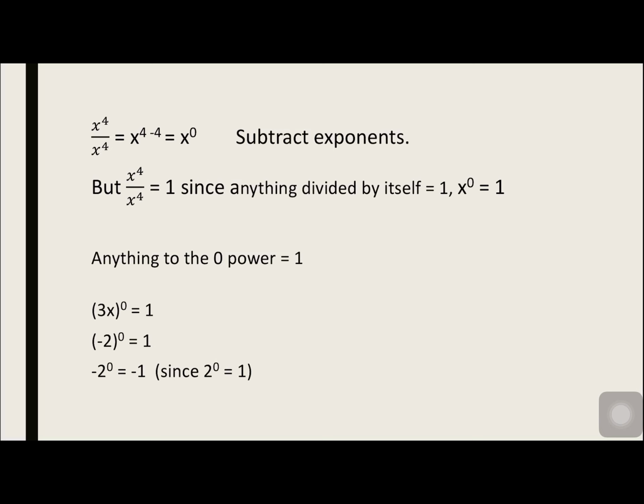3x to the 0 equals 1. Negative 2 to the 0 equals 1. Negative 2 raised to the 0 would be negative 1 because the 2 to the 0 is 1, but there was a negative in front of it.